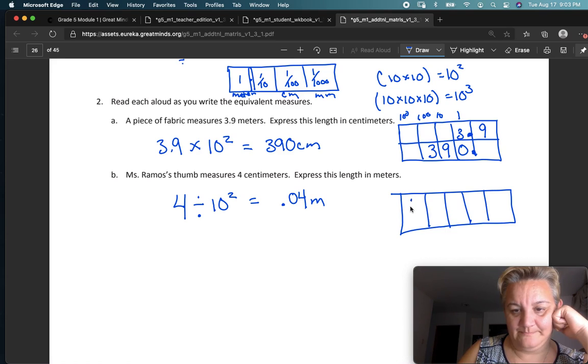Again, if you need your place value chart, here's my 4, and there's my decimal. And I'm dividing by 10 squared, so I'm going to go this direction 2 times. So 4 goes here. But because there's a decimal there, I have to put a 0. Otherwise, it won't make sense.